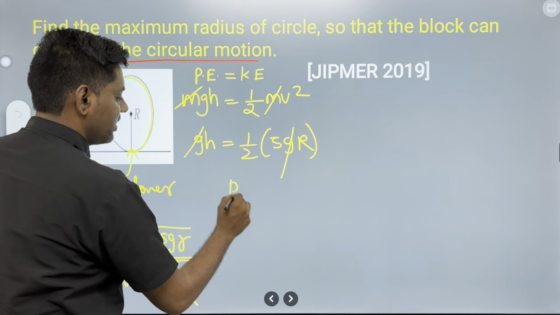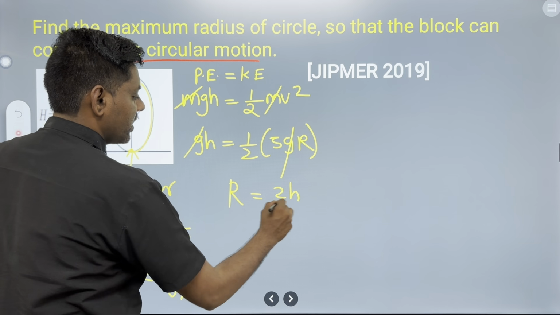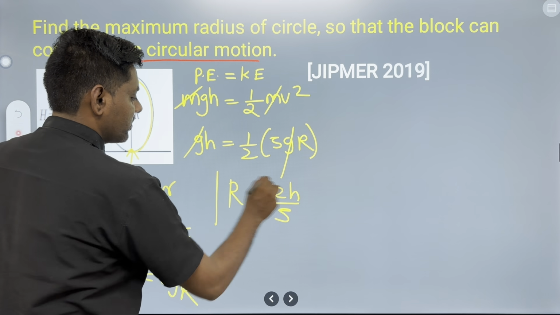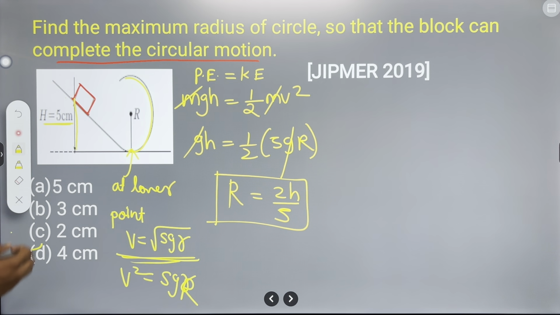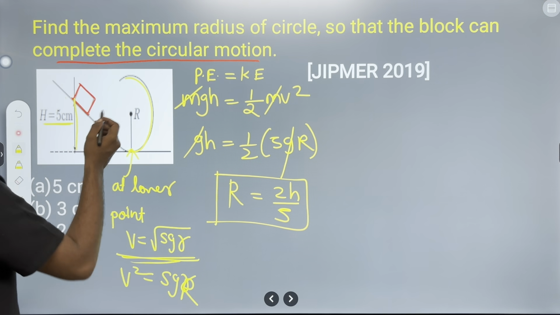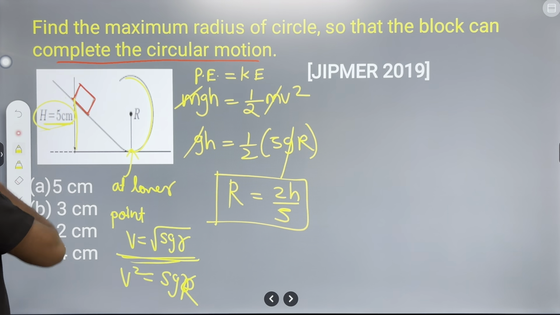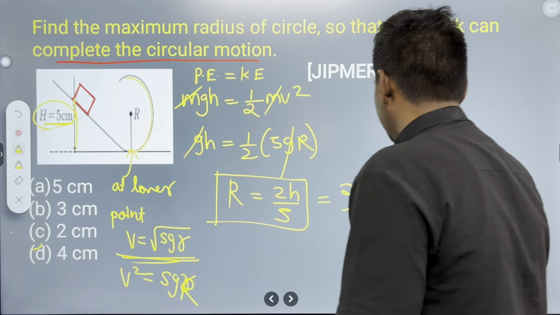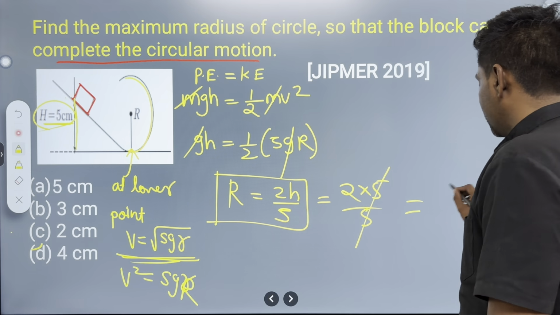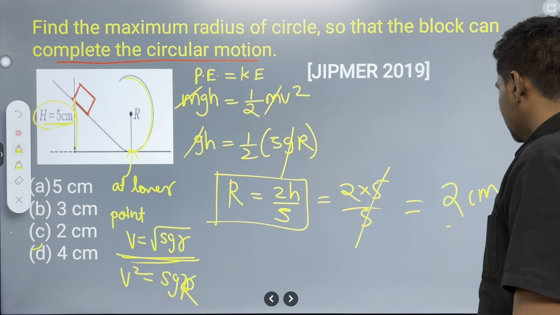What is the value of R? R equal to 2 times h divided by 5. So this is the relation we got, and what is given, that is for the maximum radius of the circle so that the block can complete the circular motion. How much height is given? That is 5 centimeter. So 2 into 5 divided by 5 gets cancelled, that is 2 centimeter is the answer.